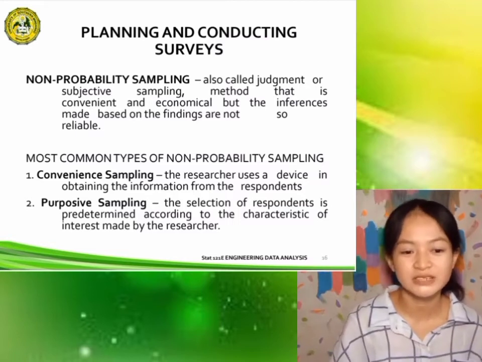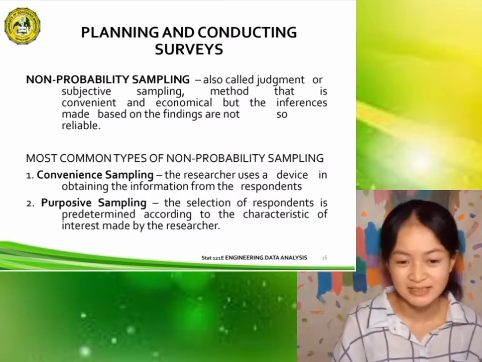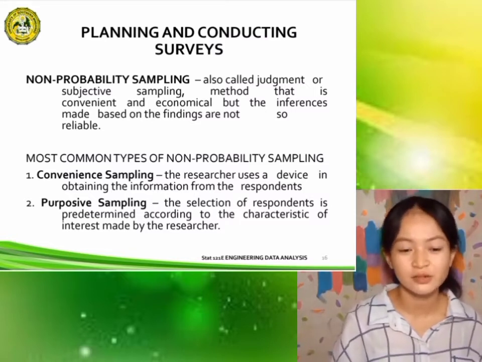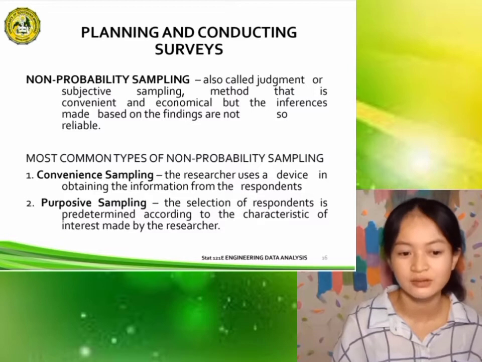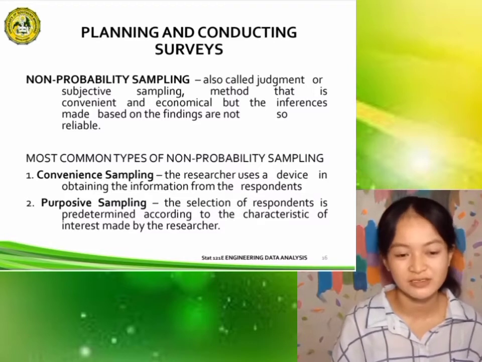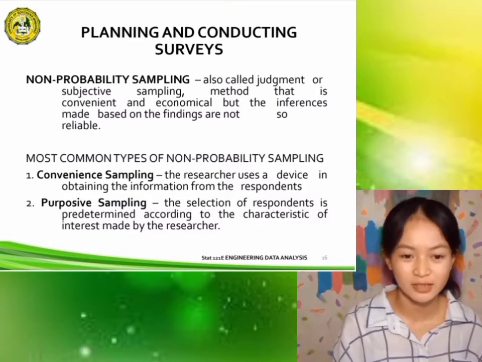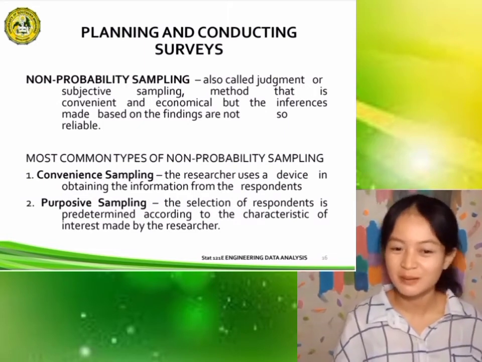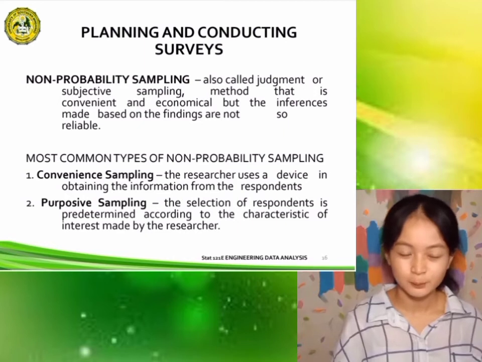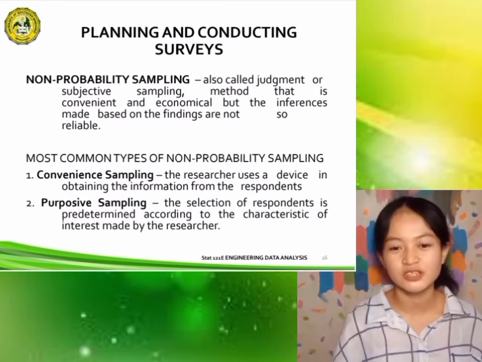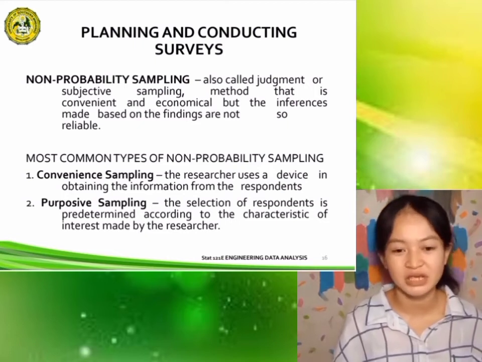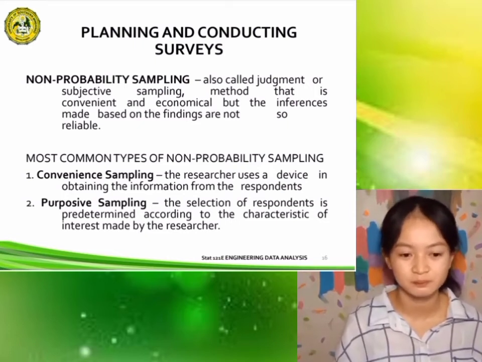But as you only surveyed students taking the same classes as you at the same level, the sample is not representative of all the students at your university. So this is the convenience sampling. So next is purposive sampling. In this method, the selection of respondents is predetermined according to the characteristic of interest made by the researcher.